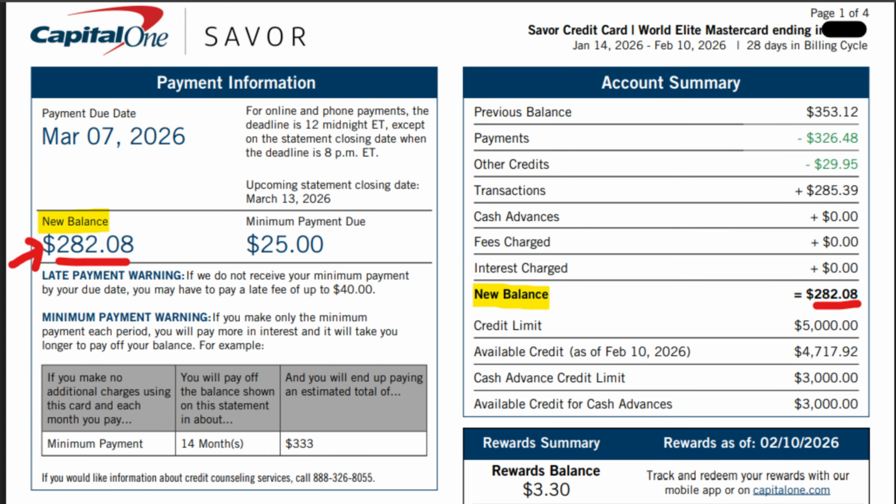Please note that sometimes a statement balance is worded as the new balance, which is the case here in this example. So in this example, my statement balance is $282.08 because that's my net total of all the transactions during this billing cycle period from January 14th through February 10th.